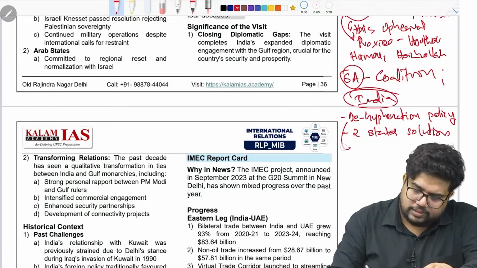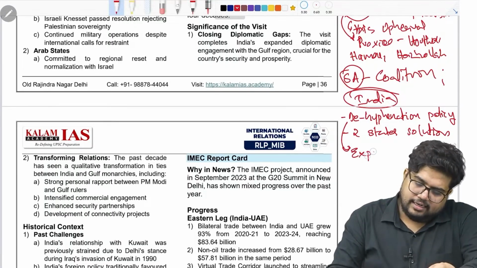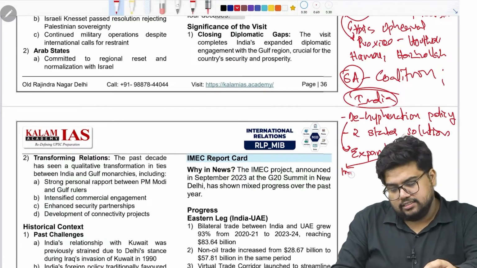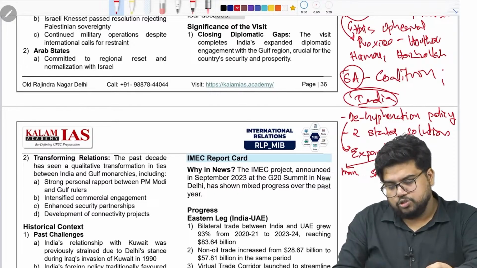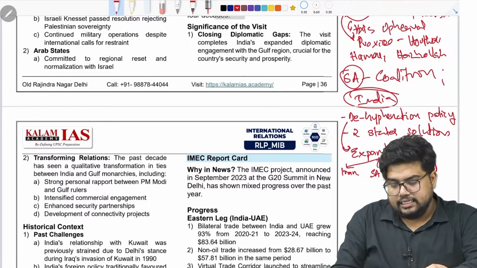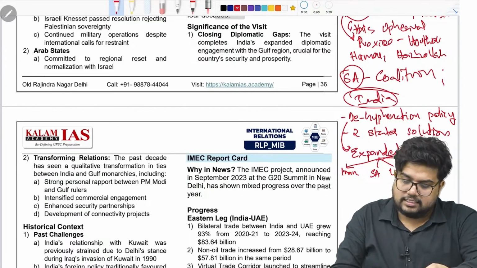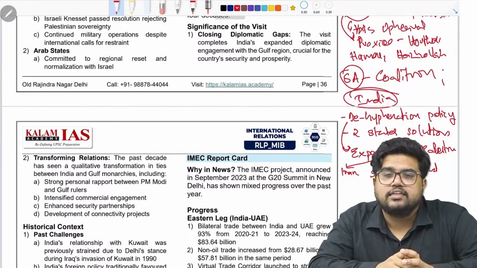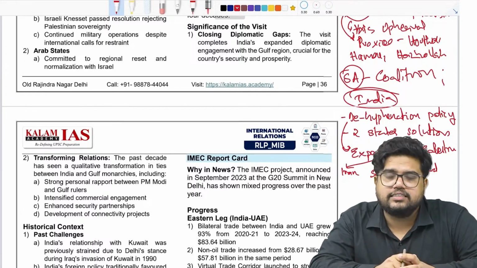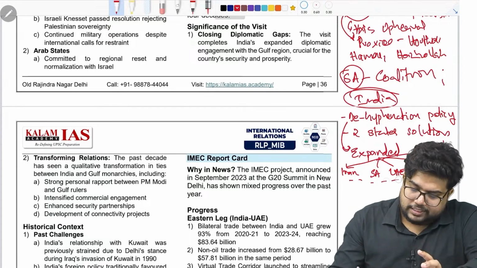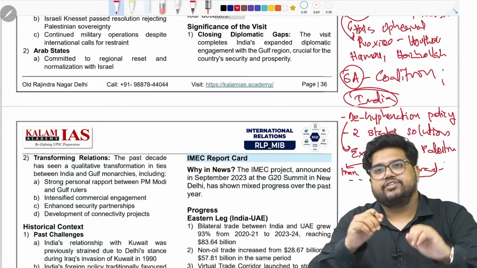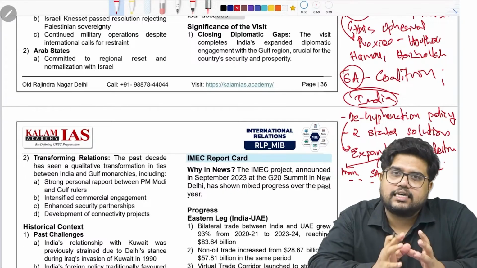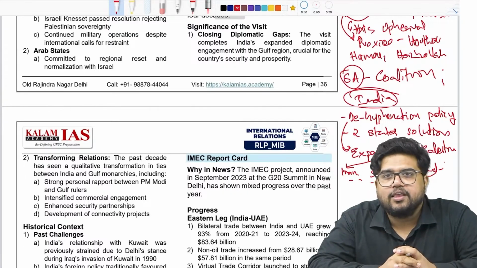And over time, what India has done is, India has expanded this policy. And today India has tie-ups with Iran, India has tie-ups with Saudi Arabia, with UAE, India is a close partner of Israel, and India has humanitarian assistance and developmental programs in Palestine. India supports two-state solution of Palestine. So this is the overall picture of the expanded de-hyphenation policy of India.